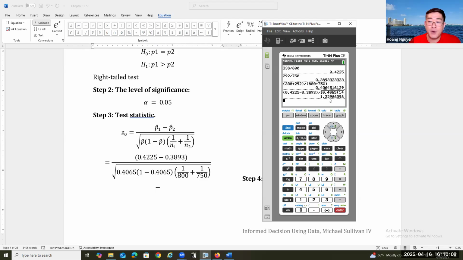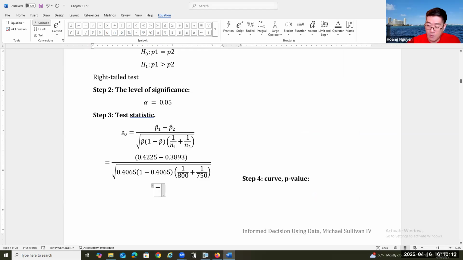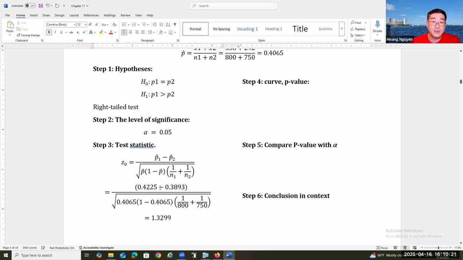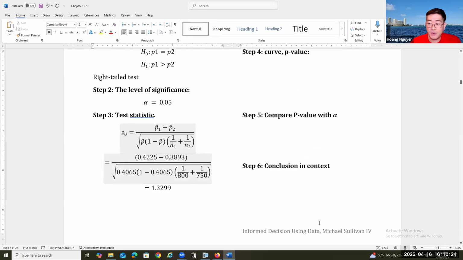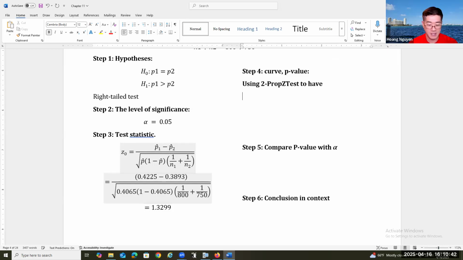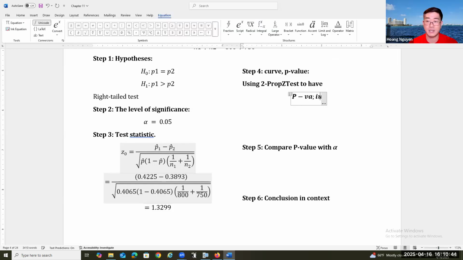We have the answer, it's going to be 1.3299. Okay, so that's the answer for step number 3. We just got the answer for step number 3. So now let's move on to step number 4 then. For step number 4, we're going to use the shortcut to get the answer for the p-value, right? So what's the shortcut then? I'm going to say using 2 proportion z-test to have the answer for the p-value equal.